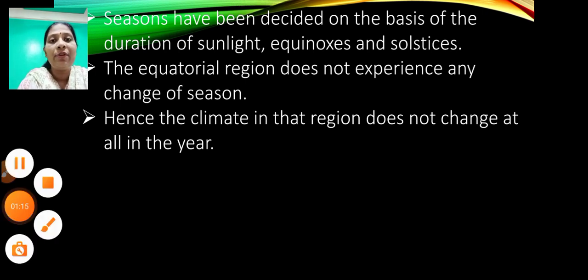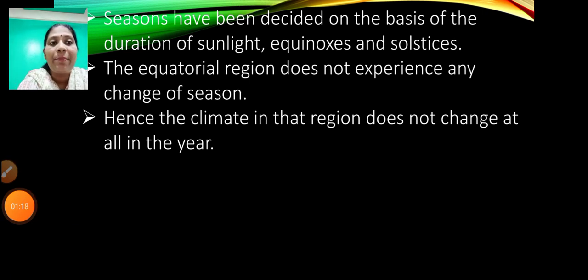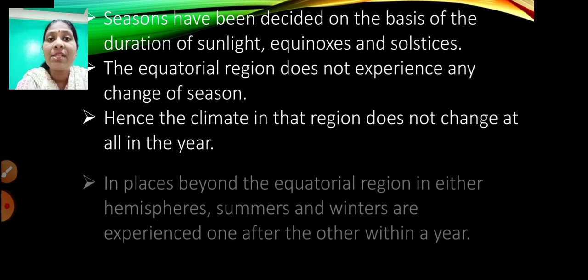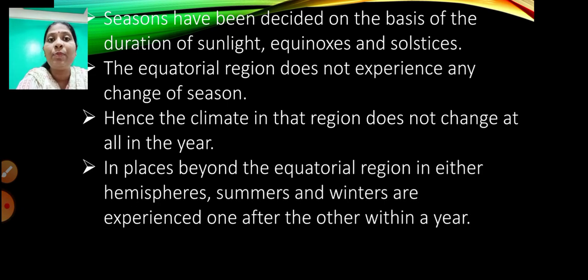So we can see over here that the climate in the equatorial region does not change at all in the year. It remains the same all throughout the year. But in places beyond the equatorial region, in either hemisphere, summers and winters are experienced one after the other within a year. Means in the northern hemisphere as well as the southern hemisphere, summer comes, then they have the winter, and after winter again they have the summer.